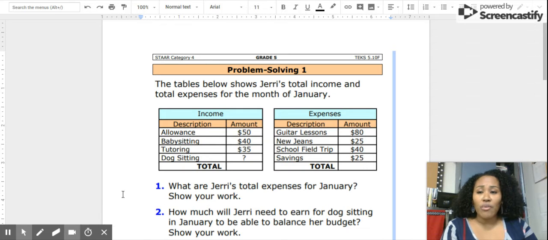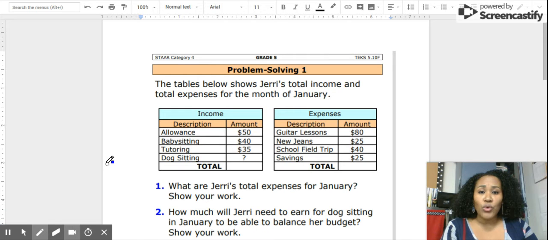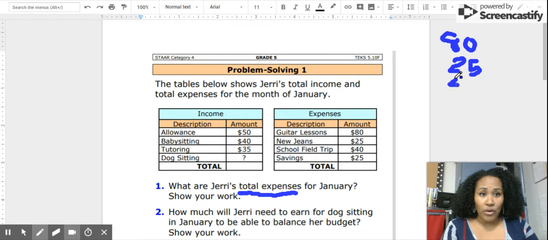So number one, let's look at our main idea. What are Jerry's total expenses for January? So my main idea is total expenses. So I know that I am going to be putting all of it together. I'm going to be adding it up. So let's take a look at our expenses. I'm going to come over here to this side. So 80, you have to excuse my writing, guys. 25, 40. And you should be following along in your notebook.